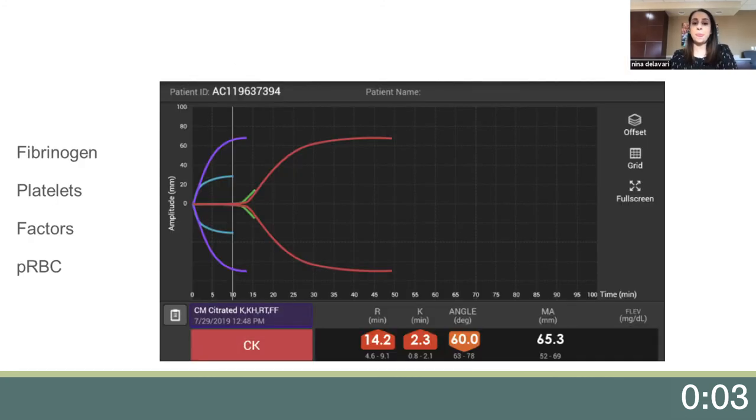Back to our patient in the ICU, the TEG is back and as follows. The R time is 14.2, which is elevated. The average time is about 5, with normal being below 9.1. The K time is 2.3, also elevated, normal being below 2.1. The alpha angle is low at 60. However, the MA is appropriate at 65. The patient's TEG demonstrates that his coagulation factors are depleted. We were able to transfuse the patient FFP and the bleeding stopped.